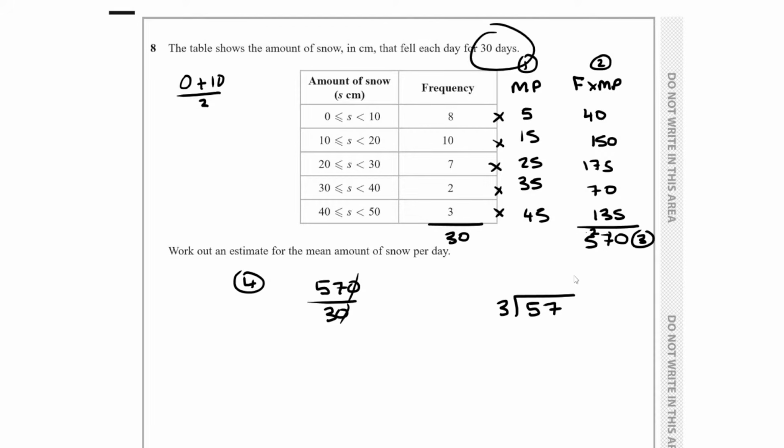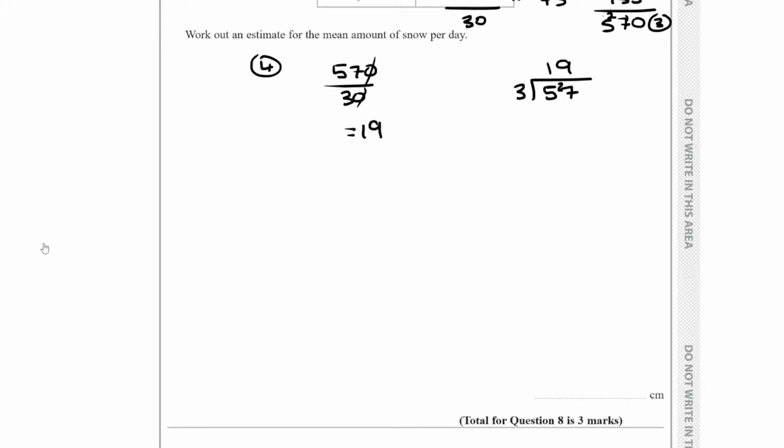It goes in once, remainder of 2, then 27, that would be 9. 19. There we go, 19. Someone said in the chat that it was 19. You are correct. It is 19. But yeah, you just follow those steps every time. That's why I quite like it.